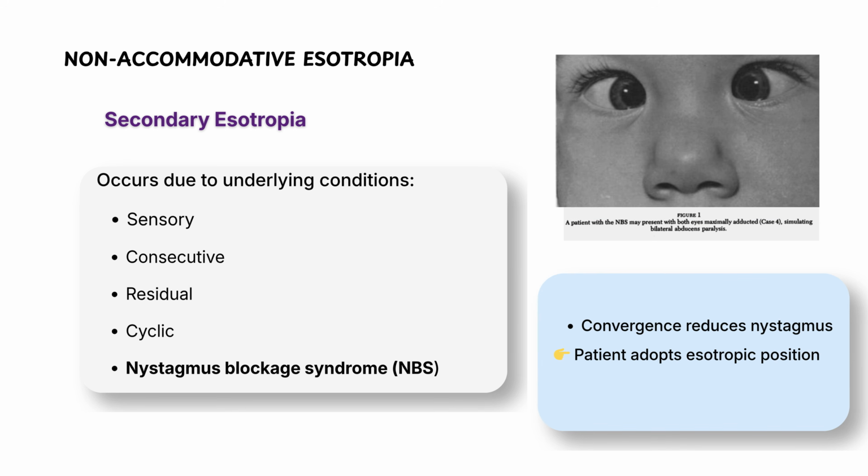Another special type of esotropia is the nystagmus blockage syndrome. In some patients with nystagmus, bringing the eyes inward reduces the amplitude of nystagmus. So these patients adopt a convergent position, which leads to esotropia, simply to decrease the amount of nystagmus. So all these are special entities which will be covered separately.